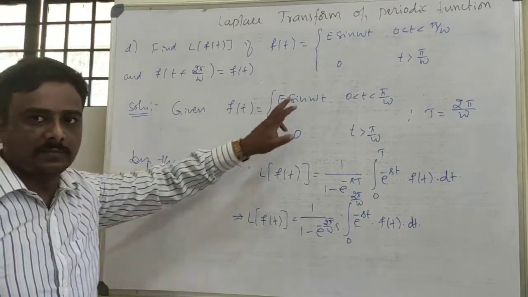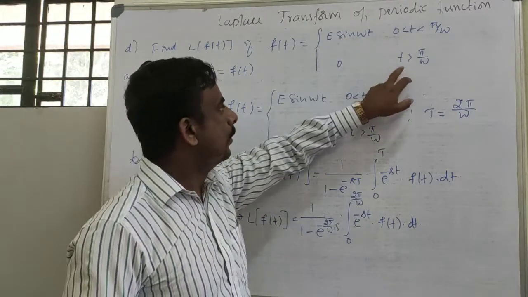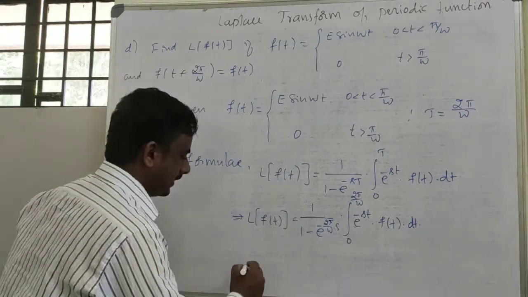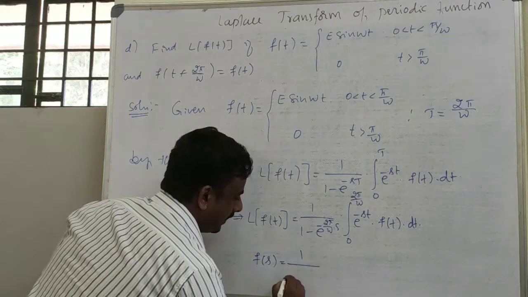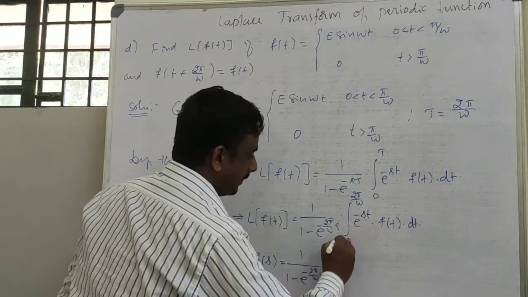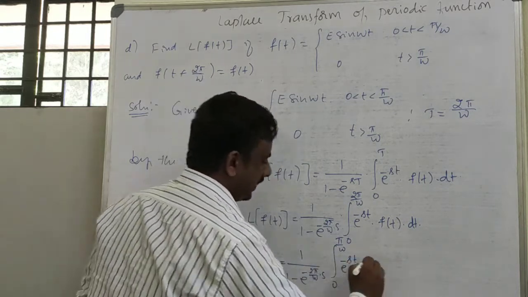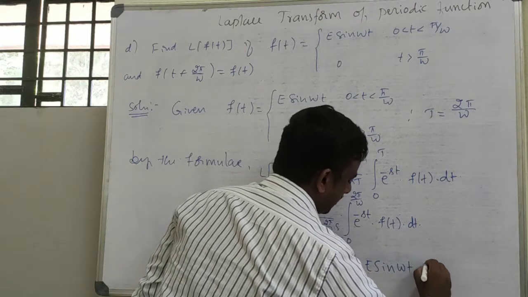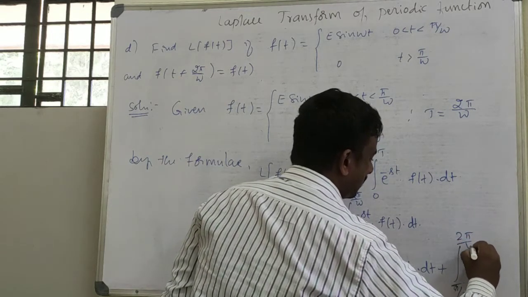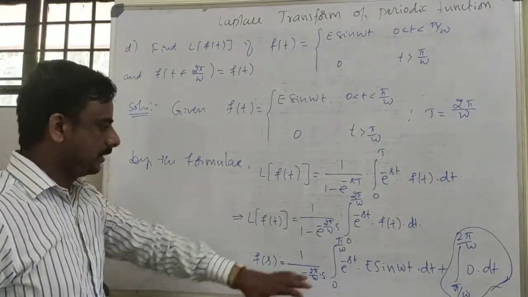Here the function is defined in two intervals. When t lies between 0 and pi by omega, it has some value, that is e sin omega t. When t is greater than pi by omega, f of t is 0. So I don't worry about this interval. So directly I can write f of s equals 1 divided by 1 minus e power minus 2 pi by omega into s, integral 0 to pi by omega of e power minus st e sin omega t dt. So the next interval, pi by omega to 2 pi by omega, the integrand is 0, no need to worry about this part.